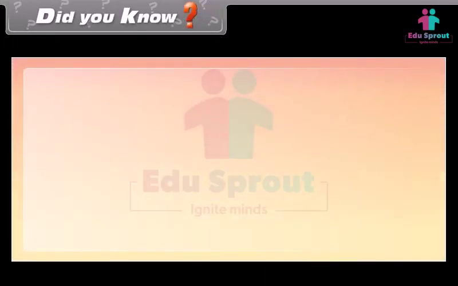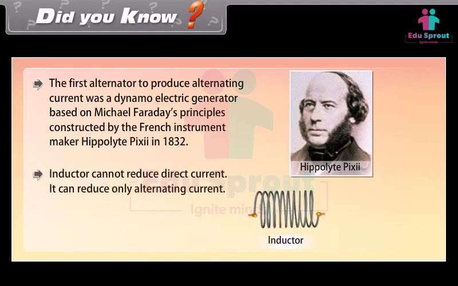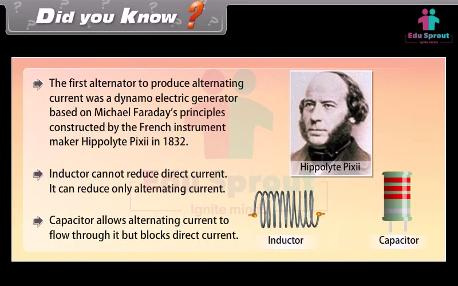Did you know? The first alternator to produce alternating current was a dynamo electric generator based on Michael Faraday's principles, constructed by the French instrument maker Hippolyte Pixii in 1832. An inductor cannot reduce direct current. It can reduce only alternating current. A capacitor allows alternating current to flow through it, but blocks direct current.